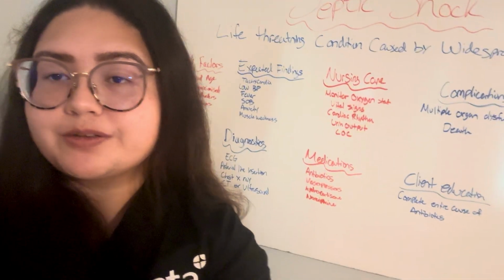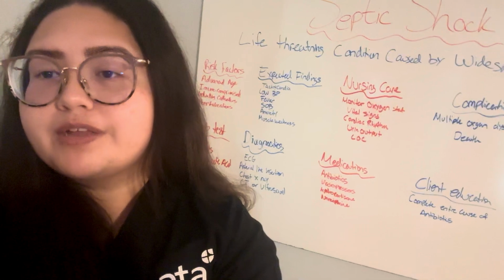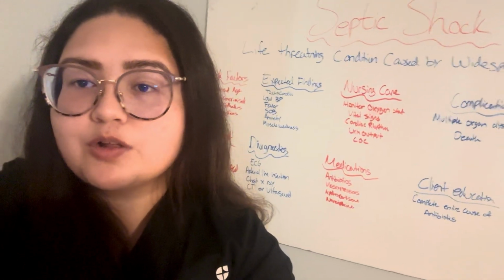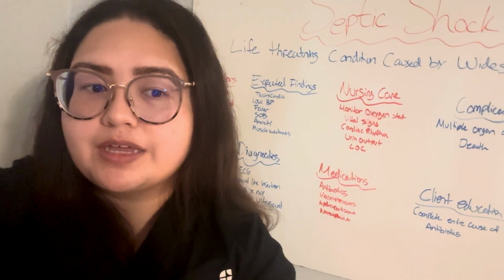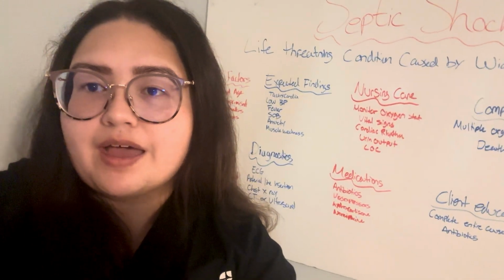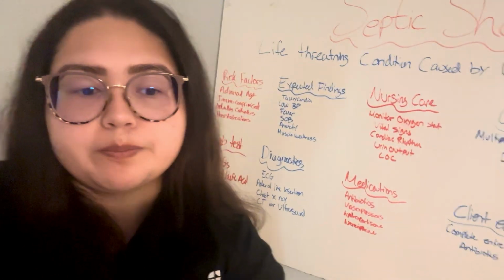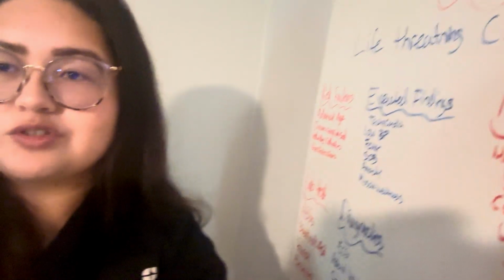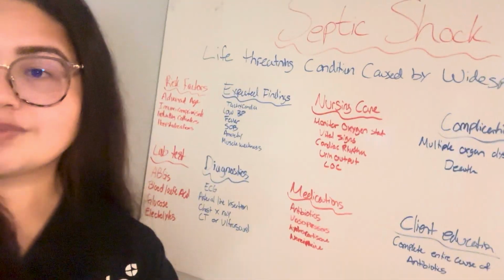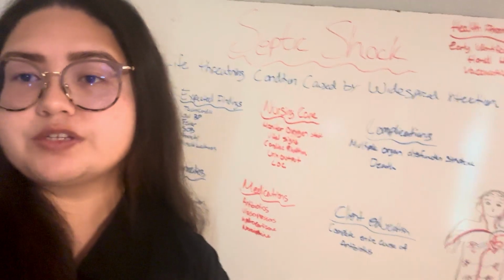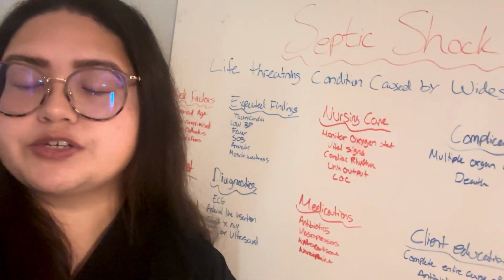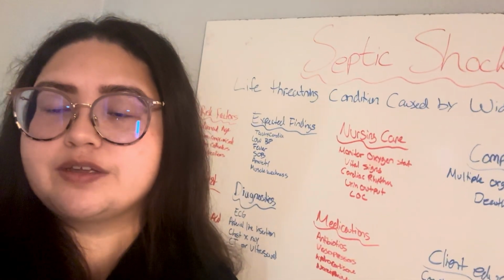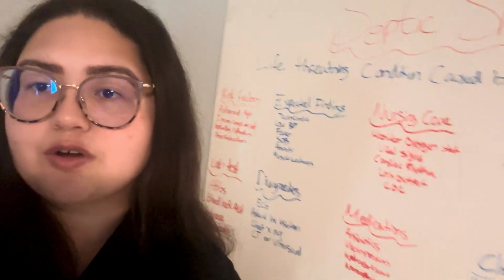Some lab tests include ABGs, blood lactic acid levels, glucose, electrolytes, PT, INR, and APTT. You can do some CBCs too. Diagnostic procedures include ECG, arterial line insertion, chest x-ray, CT, or ultrasound.